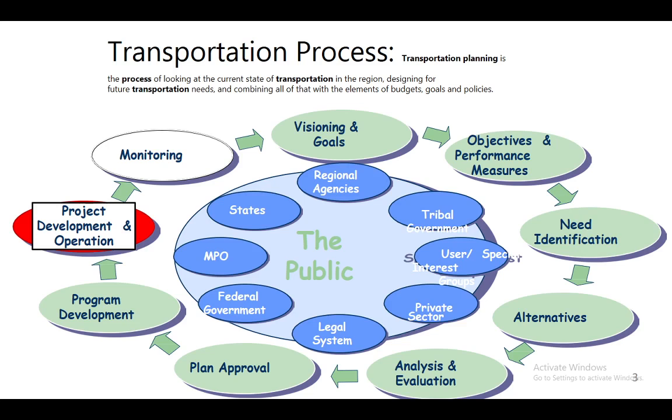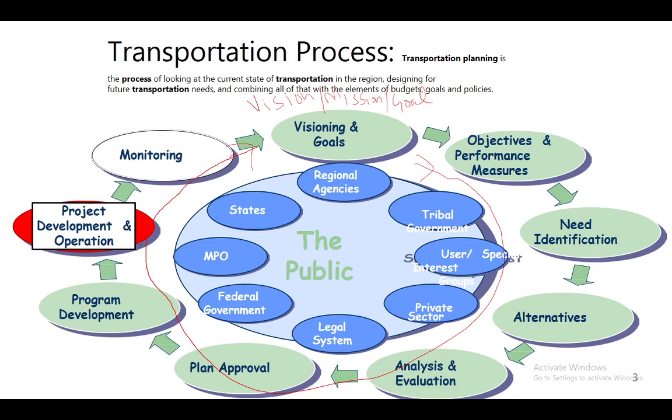So as you can see here from the very top, to achieve that vision and goals, we need to define our objective. For the objective, we need the identification of exactly what type of facilities are needed for the community. The next phase is alternatives: what types of alternatives exist to fulfill those objectives? Then we go to the analysis and evaluation stage, and then we have the approval, through which we can also assign the budget and funds. And the last phase is about project development and operation.